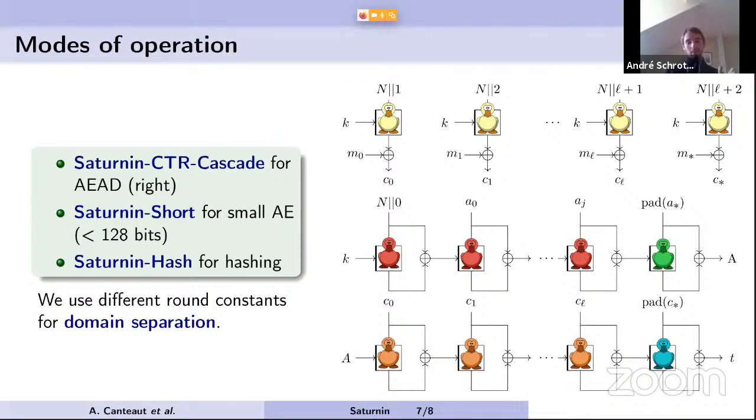Otherwise, the main submission is the following. We encrypt with the counter mode, and then we use a cascade MAC, which absorbs the associated data and then the ciphertext. And we use different long constants for domain separation. So like in the talk of Thomas, it would be like a very small tweak.